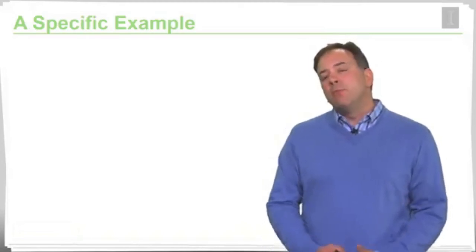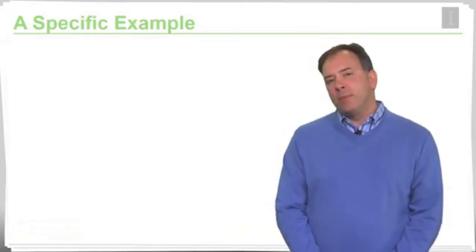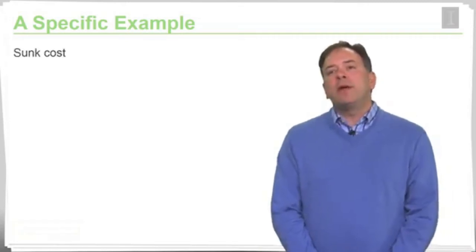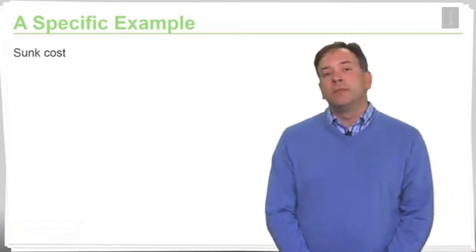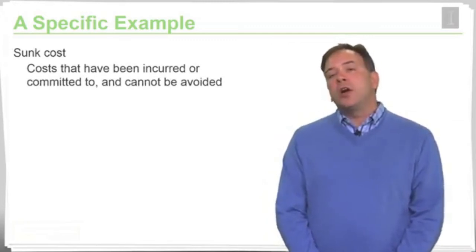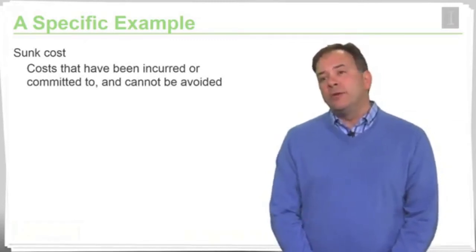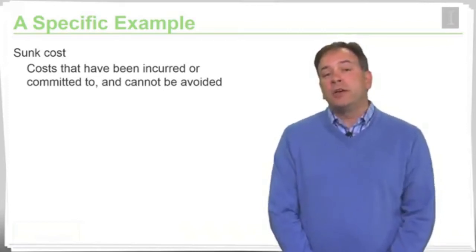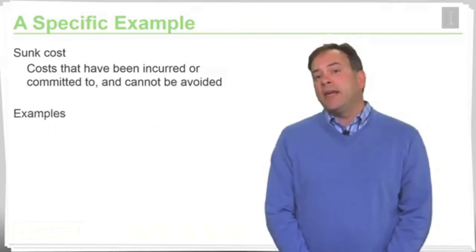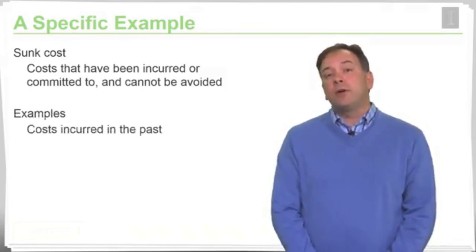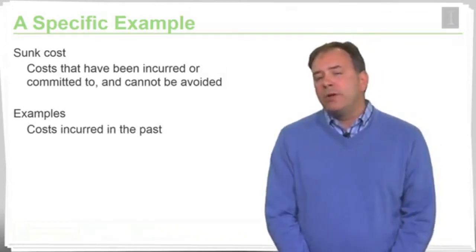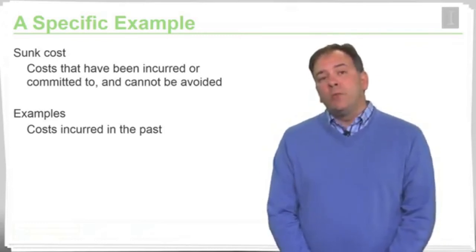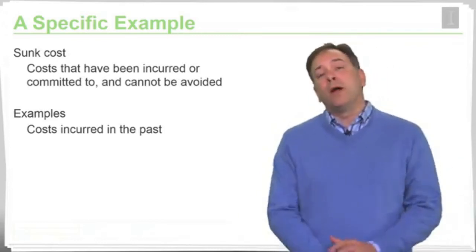To consider this concept more, let's turn to a specific example. In particular, let's talk about the concept of a sunk cost. Defined, sunk costs are costs that have been incurred or committed to and cannot be avoided. Essentially what that means is that those costs are incurred no matter what I decide, and so they are irrelevant. Examples would include costs that have been incurred in the past, things that are behind me, which means that I can't change them going forward, and those will have been incurred regardless of whether I turn left or turn right.